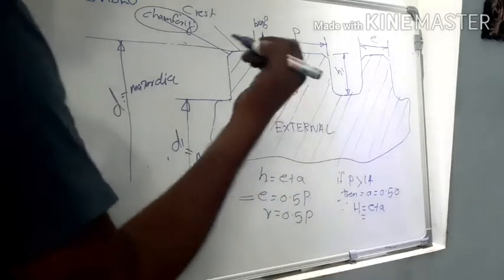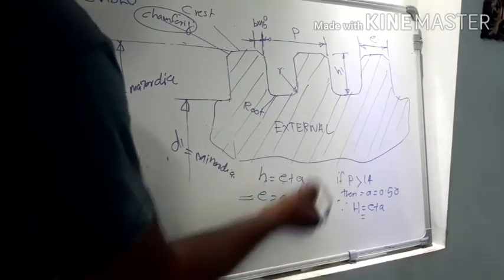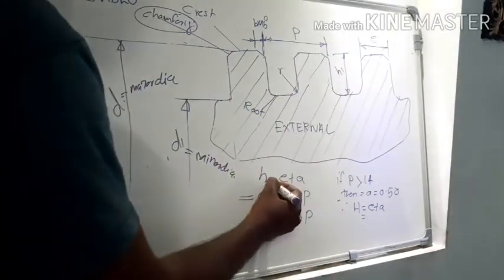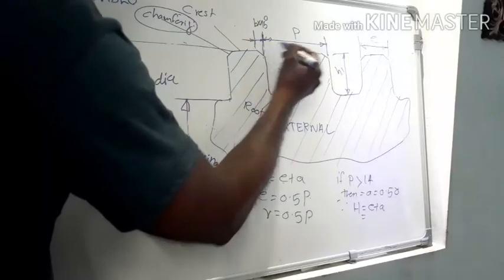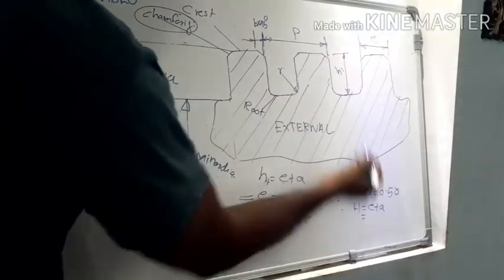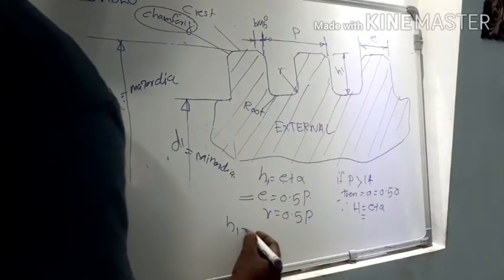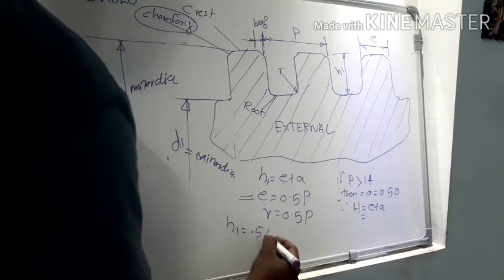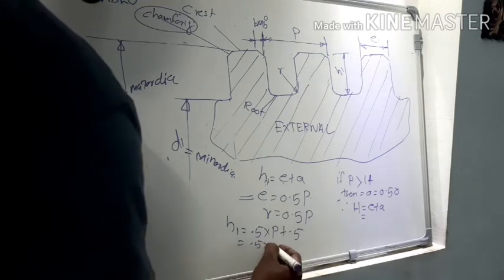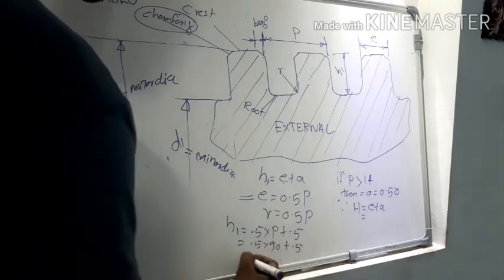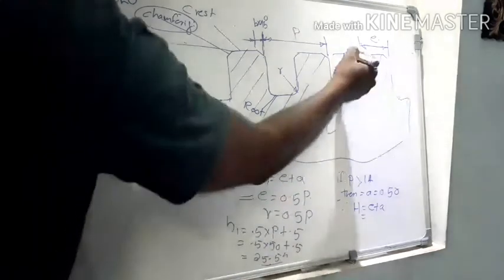What is the value of E? In the case of internal thread, E is 0.5 pitch. So H1 is 0.5 pitch plus A. Here P is greater than 40, so A is 0.5. So our value of H1 is equal to 0.5 into pitch plus 0.5, that is 0.5 into 50 plus 0.5, that is 25.5 millimeter. That is our H1.